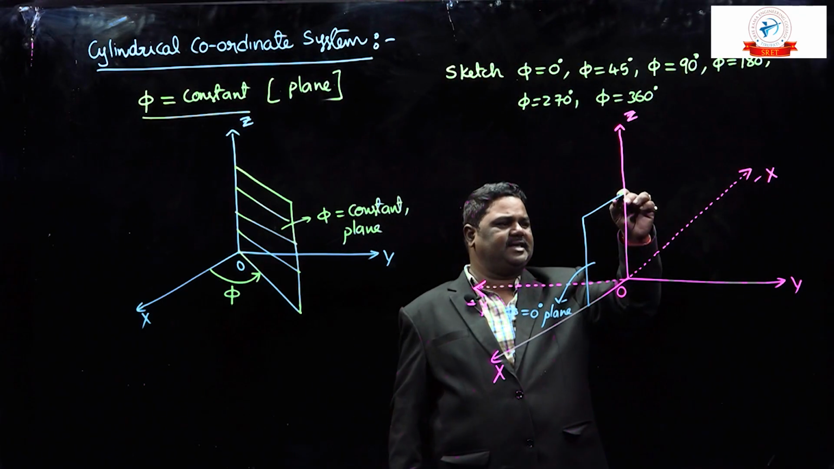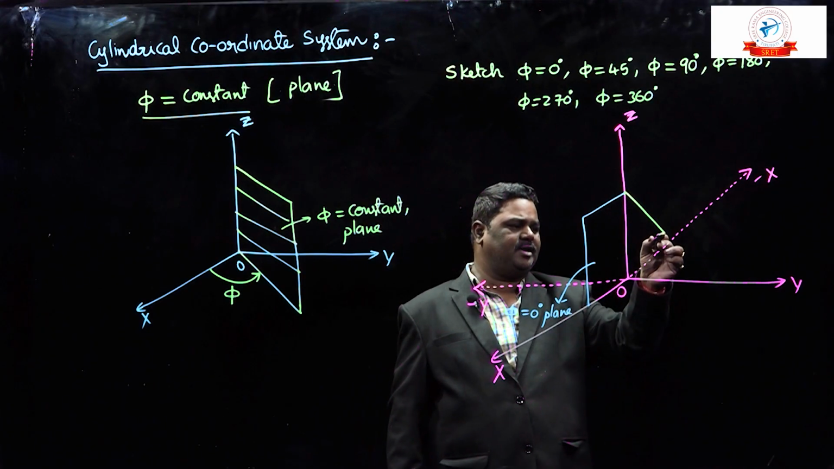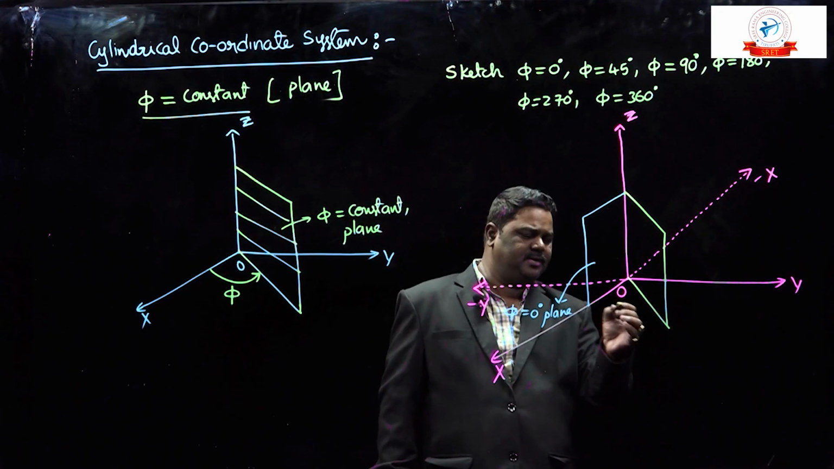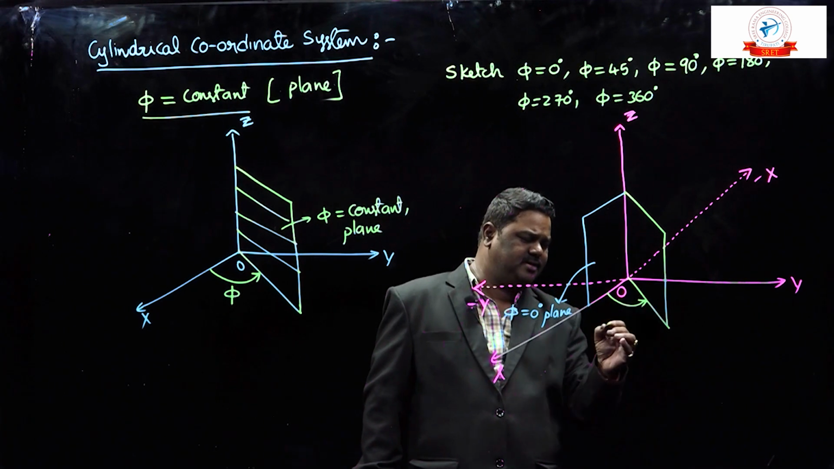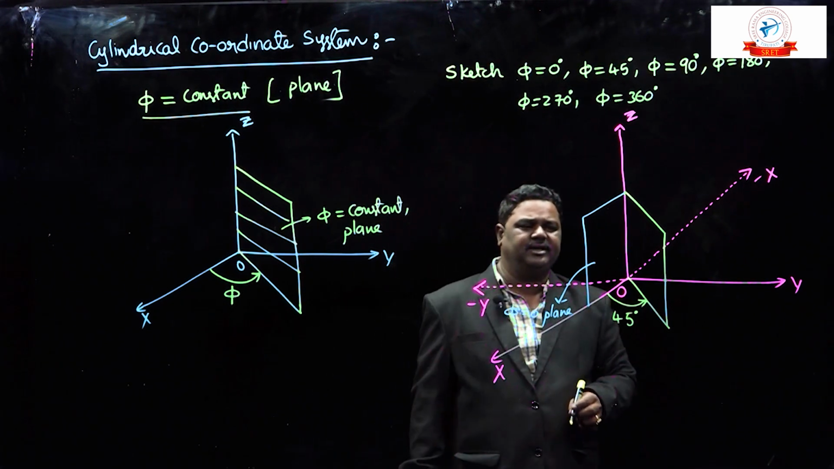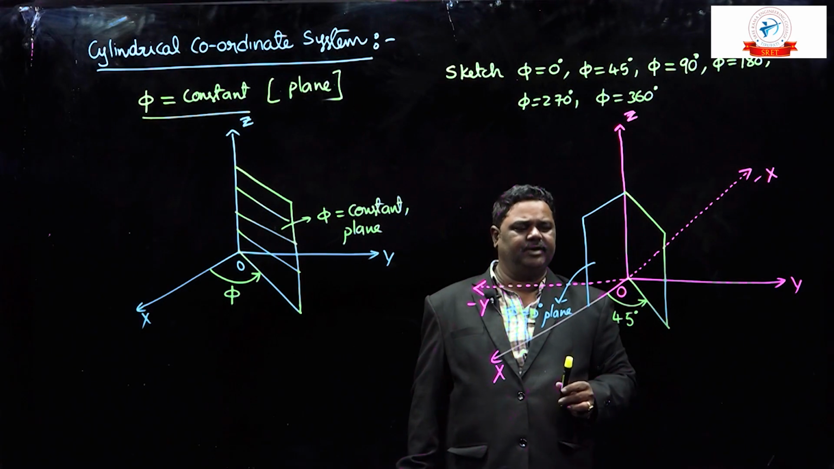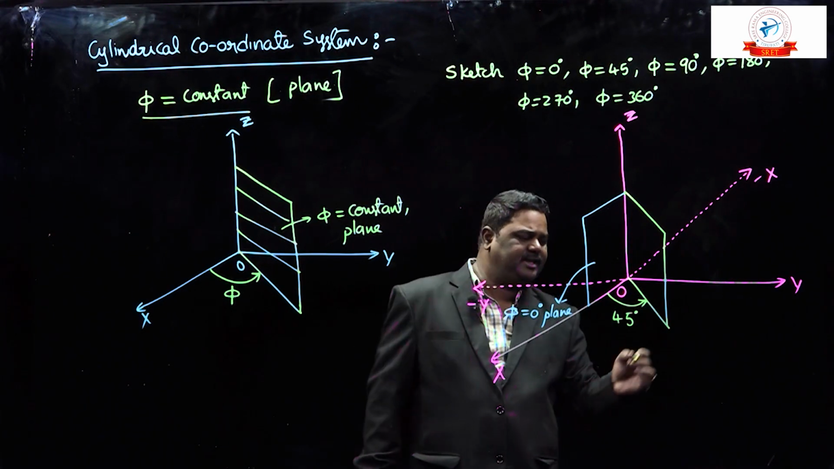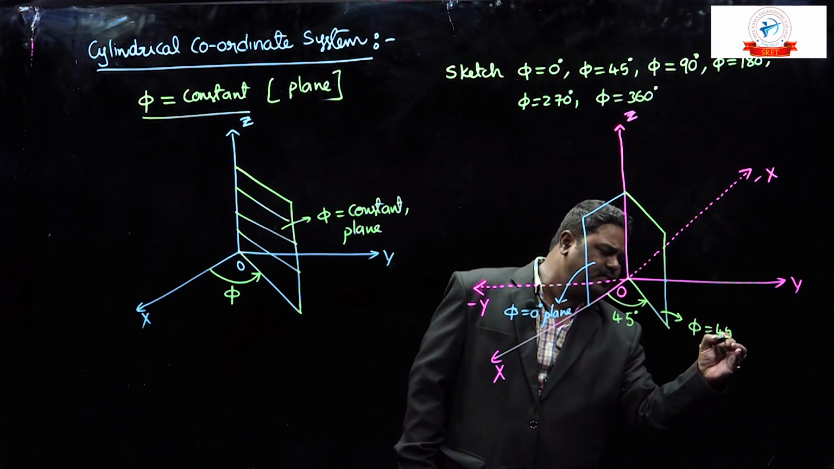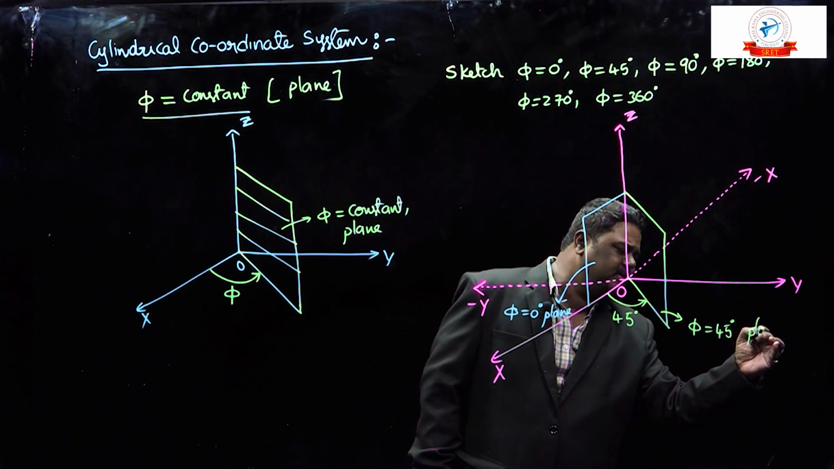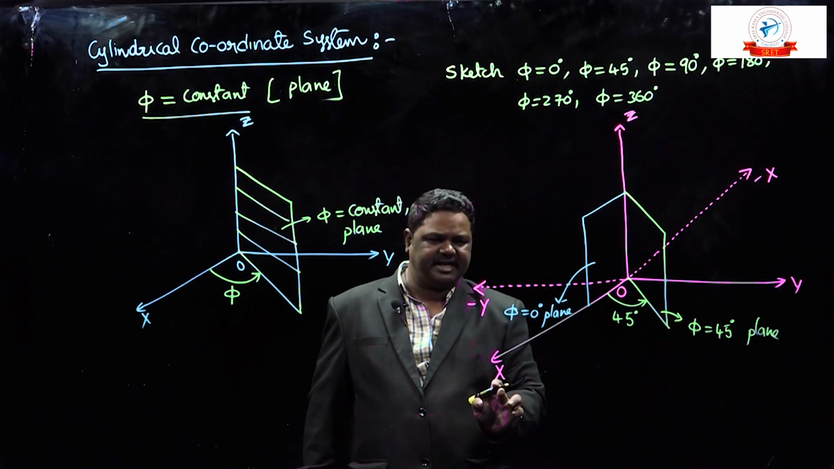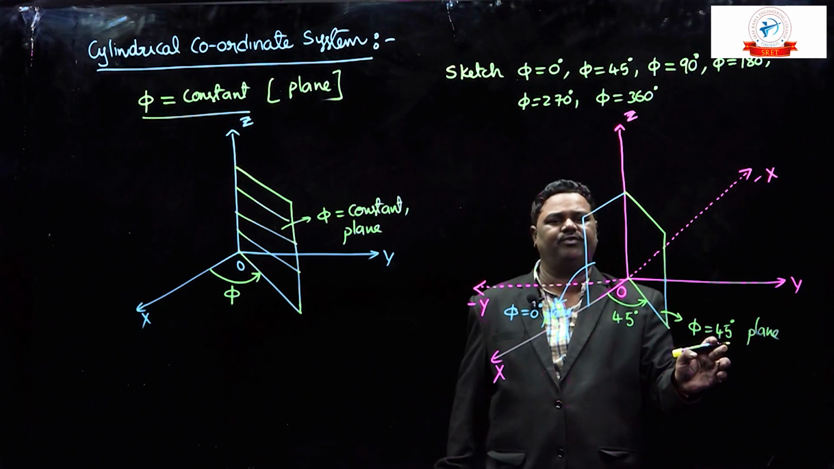Similarly, let us consider another plane. This makes 45 degrees with the x-axis. Now what is the name of this plane? Phi is equal to 45 plane. So this is called the phi is equal to 45 plane. The plane which makes 45 degrees with the x-axis is called the phi is equal to 45 plane.